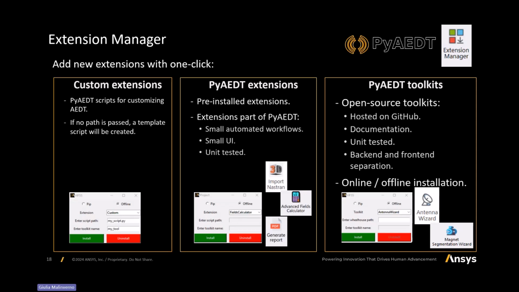The second option is install pre-installed extensions. So we already created some predefined extensions, such as, for example, the advanced field calculator. For this, I suggest you to visit the user guide, or we can see in another session to go more in details. Or third option, install the toolkits, the ones I mentioned before, the complex workflow that are open source and with a dedicated UI. But I won't go too much in details for now.